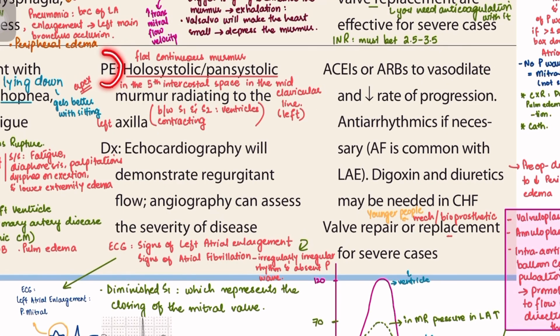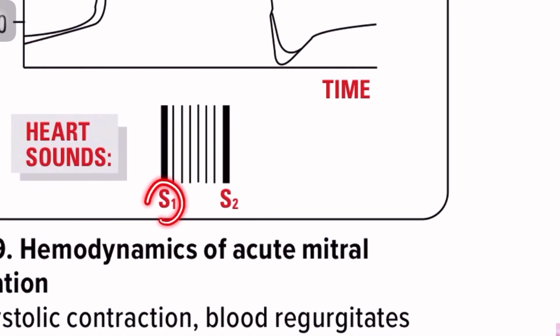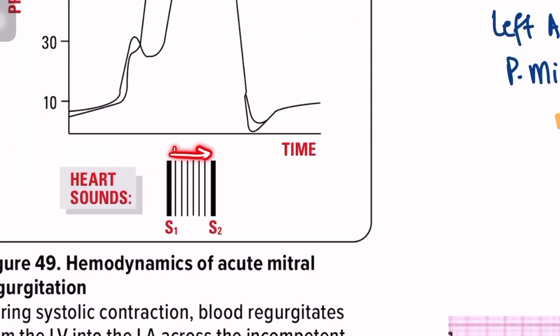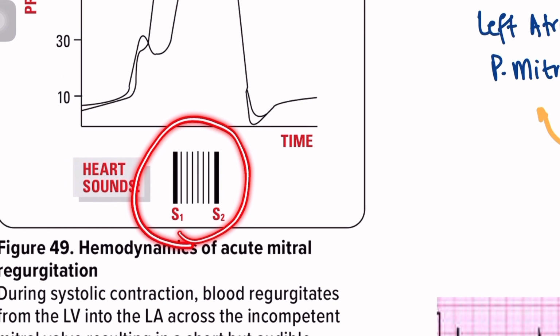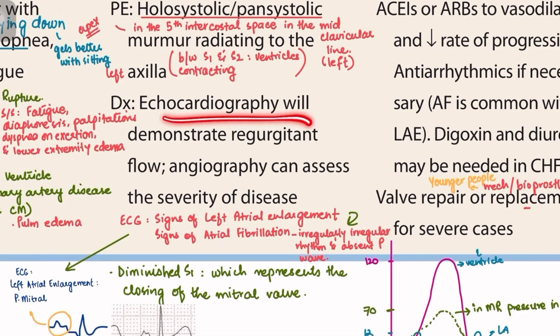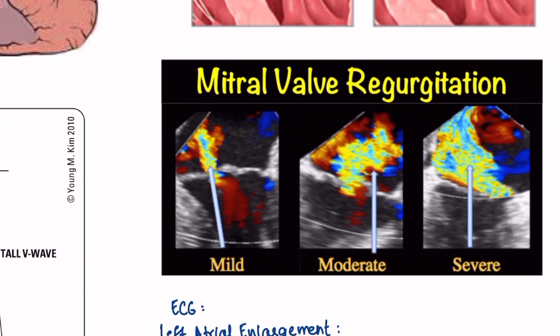What are some physical examination findings of mitral regurgitation? You will find a hollow systolic or pansystolic murmur, which means the murmur will be continuous during entire systole and it will be a flat continuous murmur. This murmur is best heard at the fifth intercostal space in the midclavicular line and it will radiate to the axilla. Echocardiography will demonstrate regurgitant flow. On echo, it will look something like this.